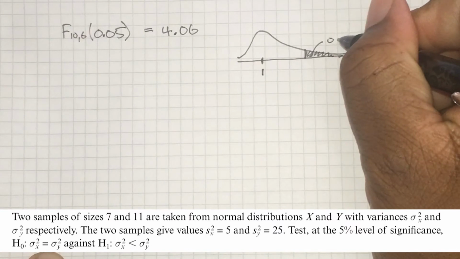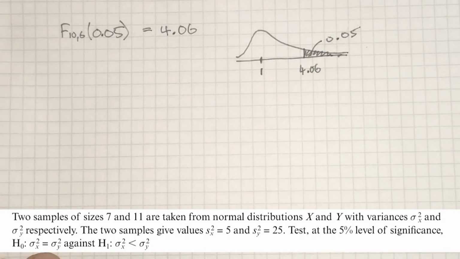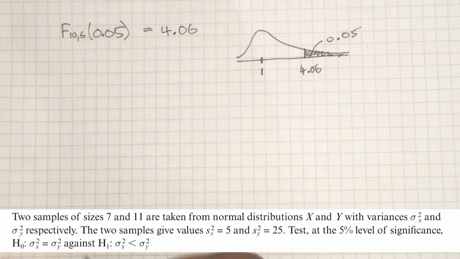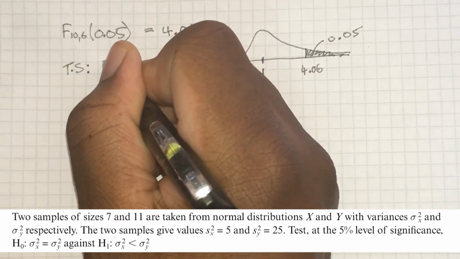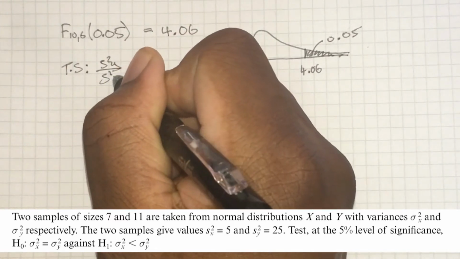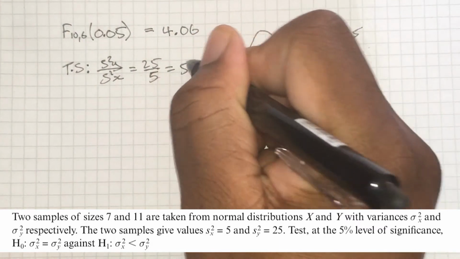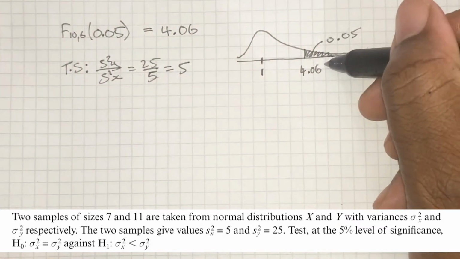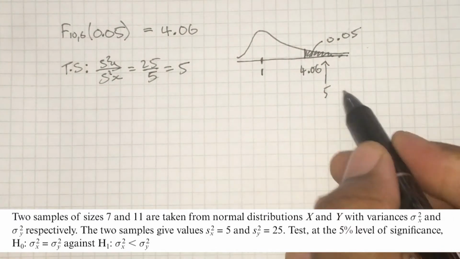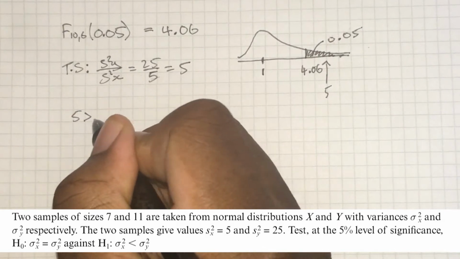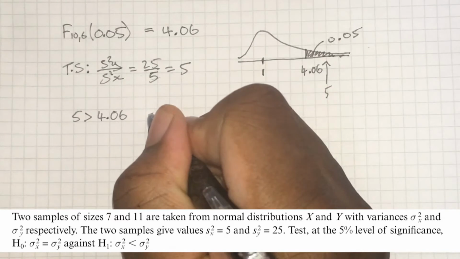So, if we were to calculate the critical value with 10 and 6 as the degrees of freedom, we would get 4.06 as our critical value, and we're going to calculate our test statistic the other way around. We're going to do s squared of y divided by s squared of x, and that gives us 5. And 5 is similarly in the critical region, and we once again have a significant result, and we conclude that we have sufficient evidence to reject H0.